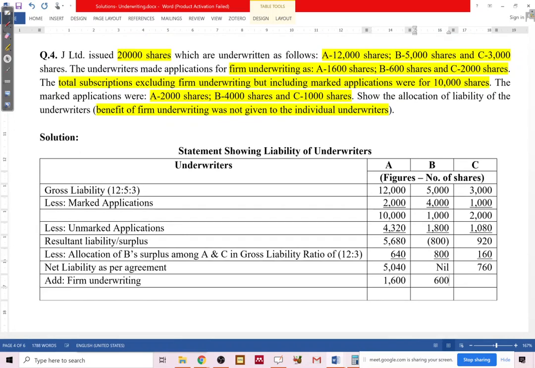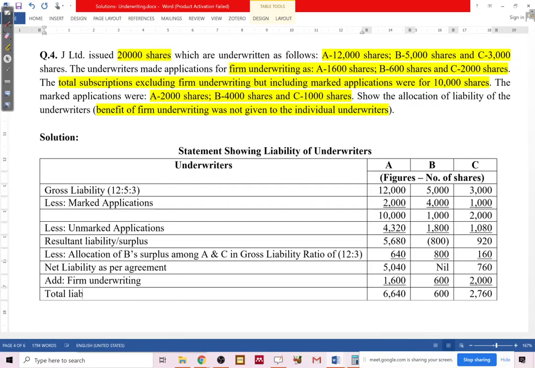1,600, 600 and 2,000. Okay, add up, no minusing. Okay, be very careful here. 6,040, sorry, this is 1,600, so 1,640, 6,640, then 600 and this is 2,760. Done. This is now your total liability.